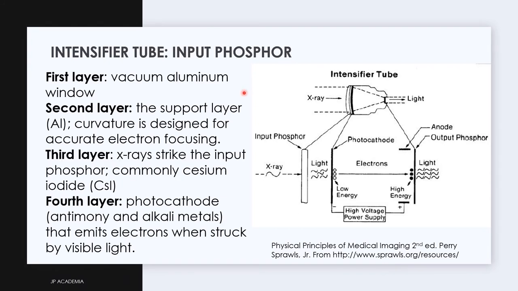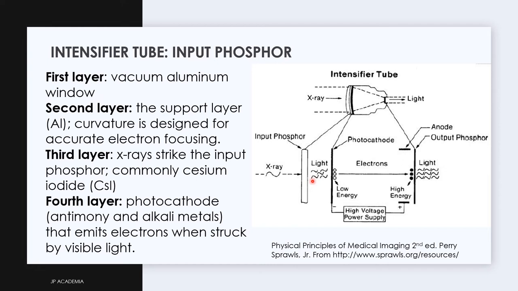Let's talk about the input phosphor. The first layer is a vacuum window, which is a thin, typically about 1 millimeter aluminum window. Second layer, we have the support layer, commonly about 0.5 millimeter of aluminum, and its curvature is designed for accurate electron focusing. Third layer, after passing through the aluminum input window and substrate, X-rays strike the input phosphor, whose function is mainly to absorb the X-rays and convert their energy into visible light.